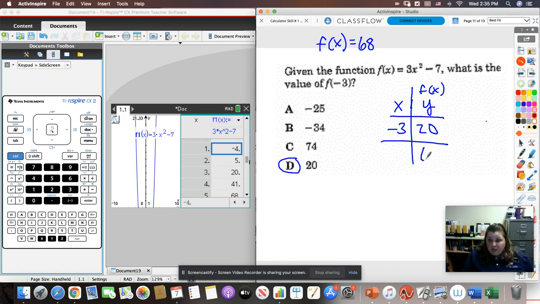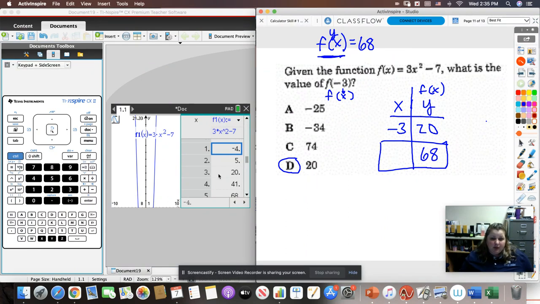So they're saying the output is 68, and they want you to look for the input. So if they put f of x equals, that's like saying y equals 68. So they gave you y, and they want you to find x. Okay, if they put f and they put it inside the parenthesis because this is f of x, that means they gave you x. They want you to find the output. So you have to be careful which way they write it.